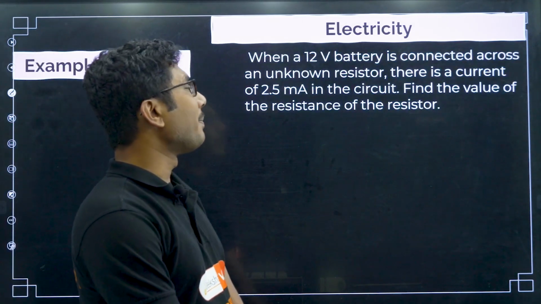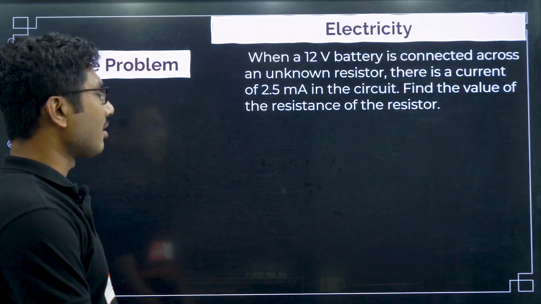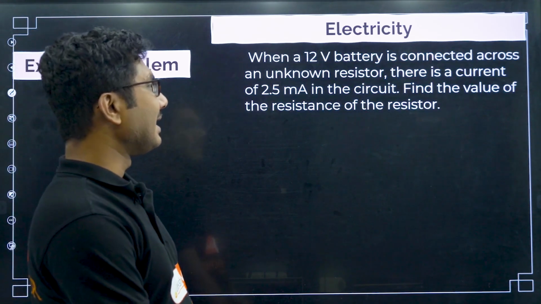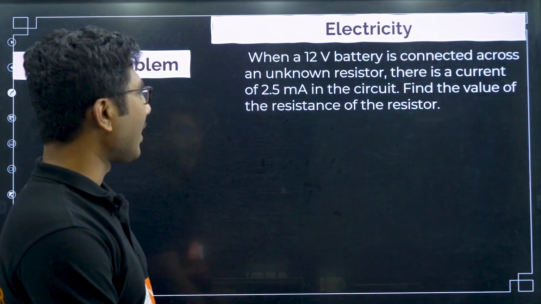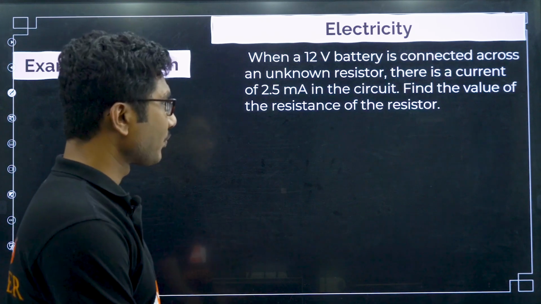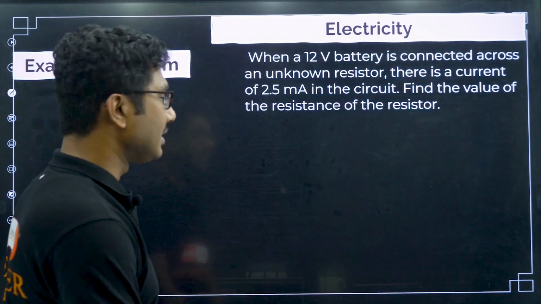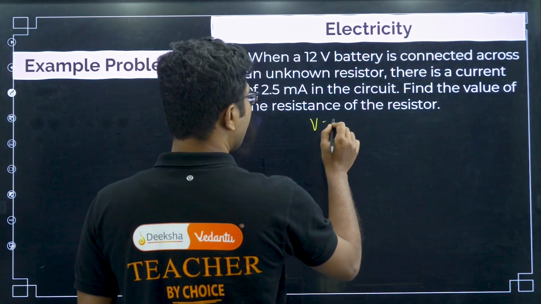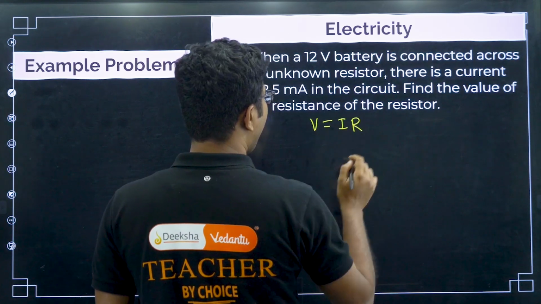When a 12 volt battery is connected across an unknown resistor, there is a current of 2.5 milliampere in the circuit. Find the value of the resistance of the resistor. Easy question. So, V is equal to IR. Okay.